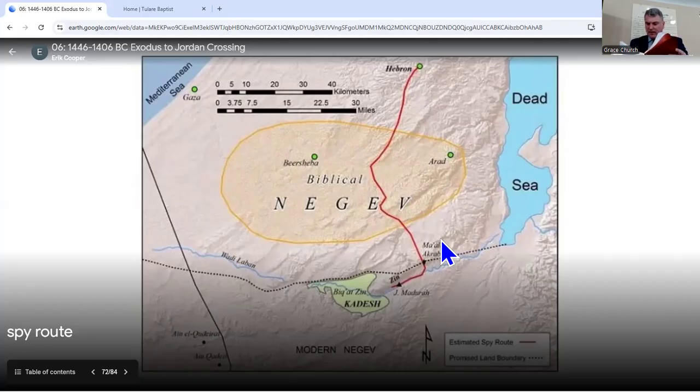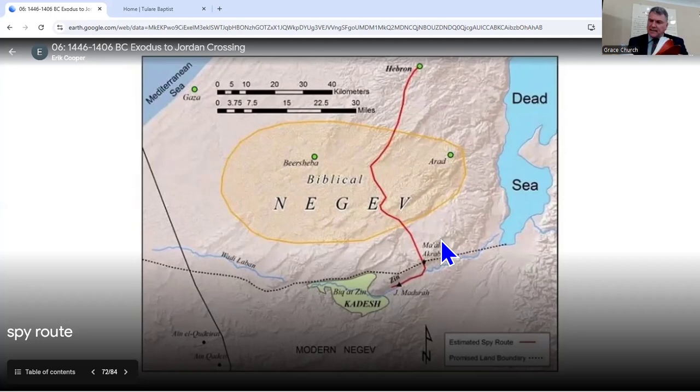Verse 17, "When Moses sent them to spy out the land of Canaan, he said to them, 'Go up there into the Negev, then go up into the hill country. See what the land is like, and whether the people who live in it are strong or weak, whether they are few or many. And how is the land in which they live? Is it good or bad? And how are the cities in which they live? Are the people in open camps or in fortifications?